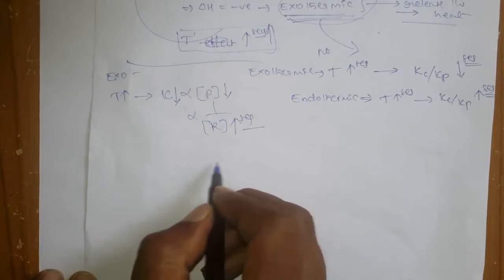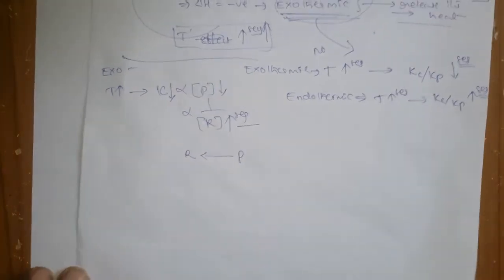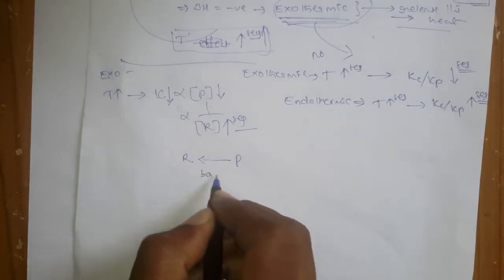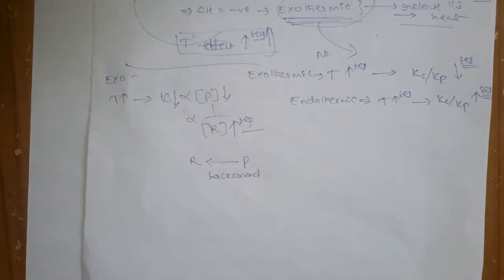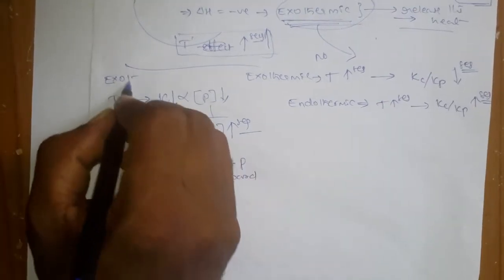Okay, so that means the products are converting to the reactants. The products are converting to the reactant. That means the reaction happening here is the backward reaction. So try to understand this. When the temperature increases, the equilibrium constant decreases for the exothermic reaction.